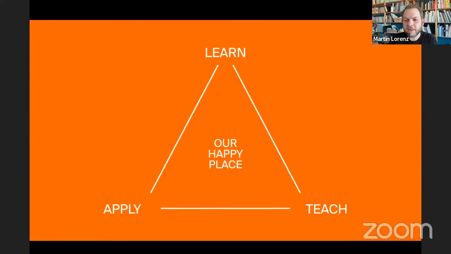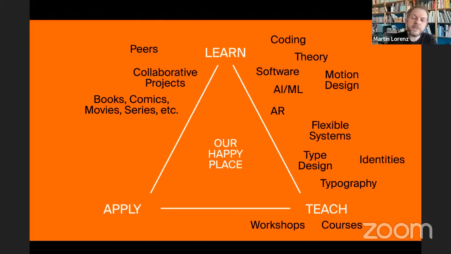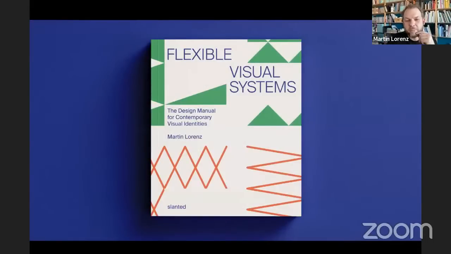From the start, 2points.net was always in between the pillars of learning, teaching, and applying. Right now, we are very much interested in coding, software, motion design, augmented reality, artificial intelligence. We have taught regularly since 2006. We taught until 2 weeks ago at the KABK in The Hague, and still in Barcelona at Elisava. Everything that we learn through teaching, we apply at 2points. We are building a website, which should become quite a complete archive of flexible visual systems. I was asked today to talk about flexible visual systems, the book.